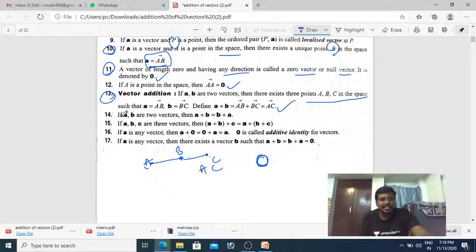Now the 14th point is, if A comma B are two vectors, then A plus B equals B plus A.